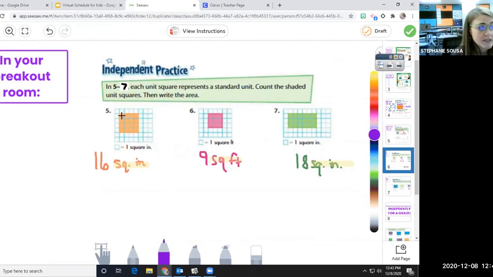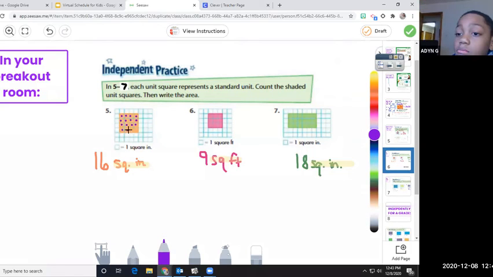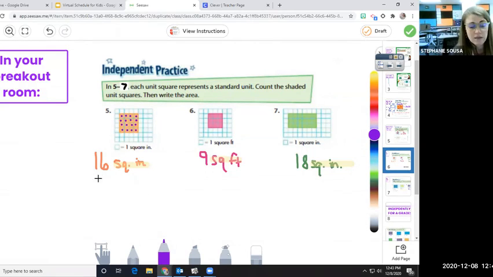So I use my dot here and I'm going to go 1, 2, 3, 4, 5, 6, 7, 8, 9, 10, 11, 12, 13, 14, 15, 16. And there are 16 squares shaded in that picture. So my answer is 16.